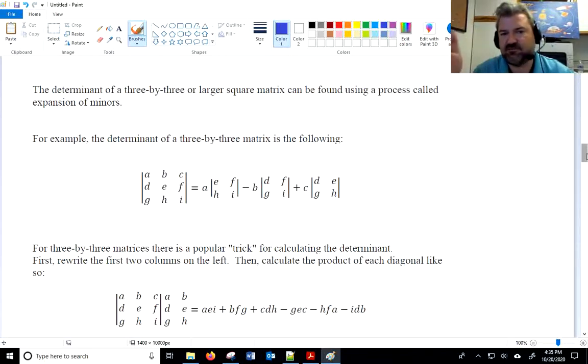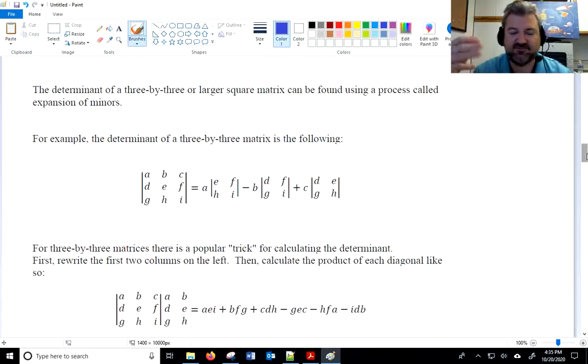So basically, here's the way it works. If you want to find the determinant of a 3 by 3 matrix, then you've got to find the determinant of 3 2 by 2s. If you want to find the determinant of a 4 by 4 matrix, you've got to find the determinant of 4 3 by 3s, which each one requiring 3 2 by 2s.